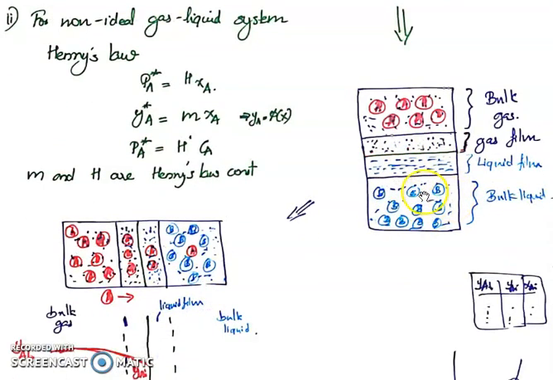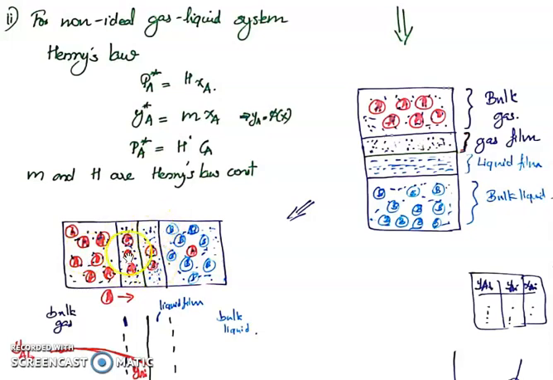So here I am going to represent the same system, but I am going to tilt it so that we can try to understand the concentration profile. Here the molecules of A, which is in the bulk gas phase, is trying to diffuse into the bulk liquid phase, or into the liquid phase, and we have a gas film here, we have a liquid film here.